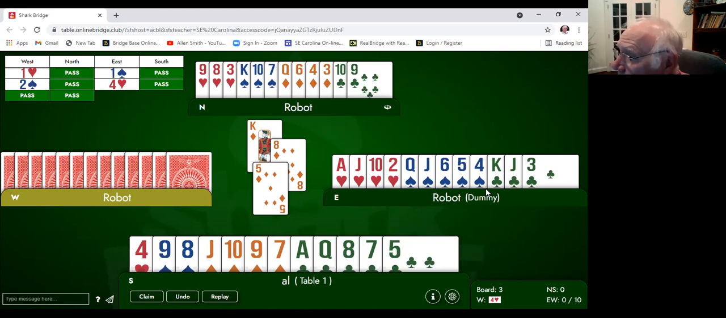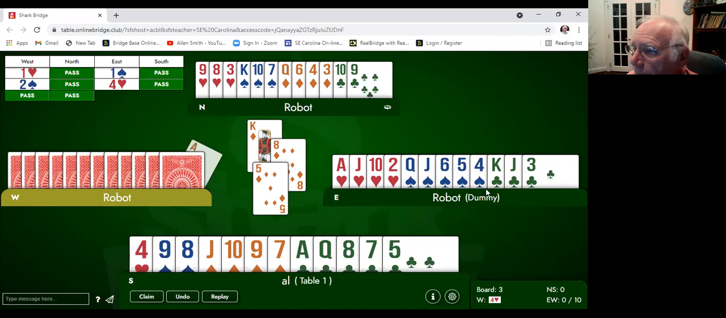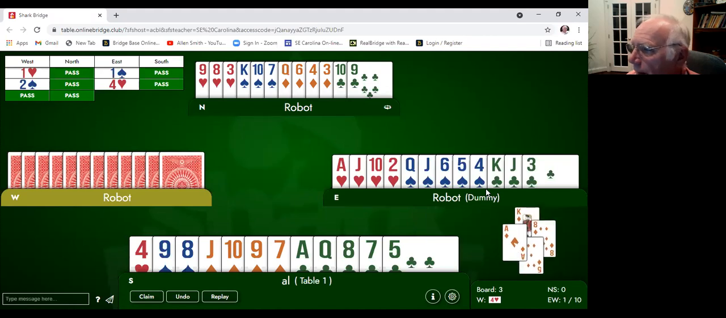He also looks at the dummy and goes, the dummy has the king jack. I hope my partner has the ace queen. All right, so the suit continues. The declarer takes the trick and says, all right, my challenge is I've got to draw the trump. I've got these good hearts. I don't have my trump. The diamonds in the dummy, and I've got a problem in clubs.